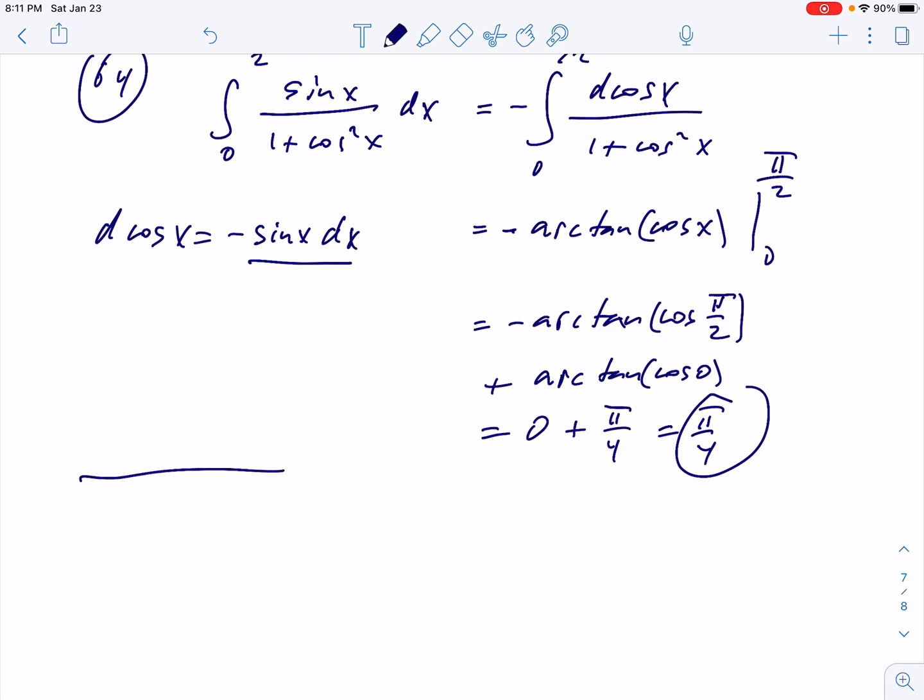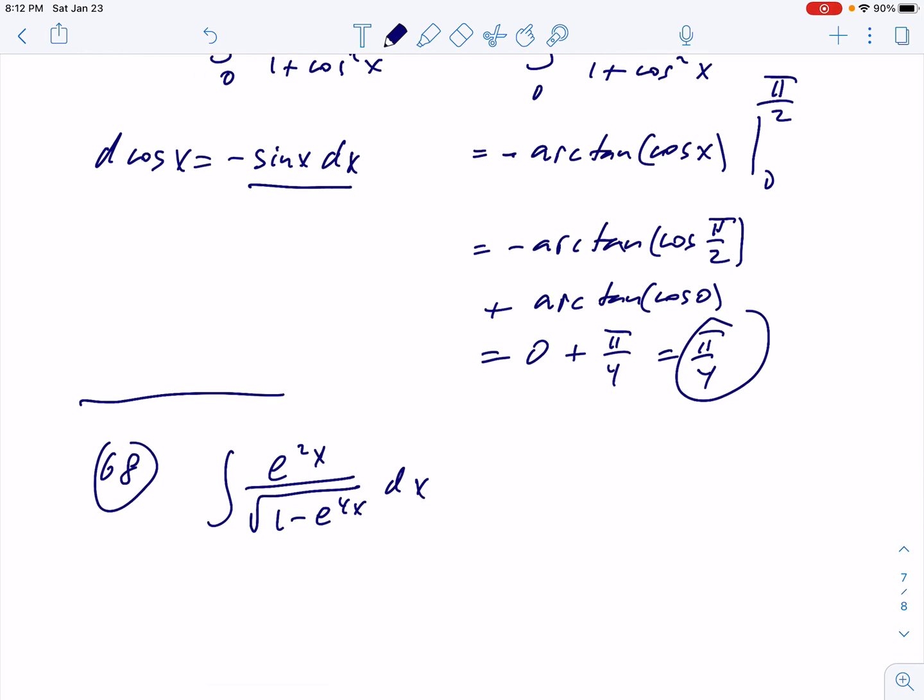The next one, 68. It's without limits, exponential 2x on top, and below square root 1 minus exponential 4x dx. Okay, a natural substitution will be exponential 2x, to call it u, because what we have here is exponential 2x squared.